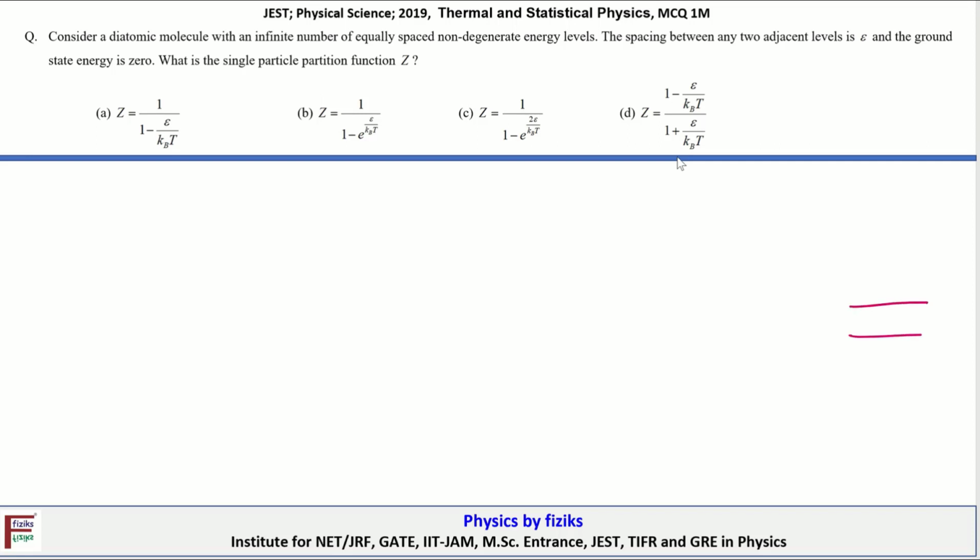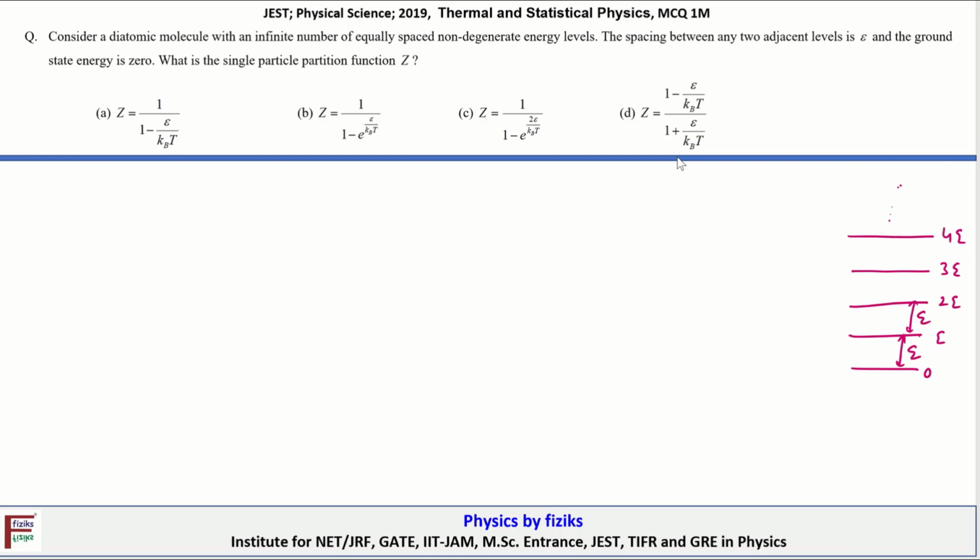So we are given a situation where the energy levels are equally spaced. The spacing between any two adjacent levels is E. So this is E, this is also E, and the ground state energy is 0. It's given that the ground state energy is 0. So this is E, this is 2E, and the next level will have energy 3E, because it's given that the separation between successive energy levels is E, and so on.